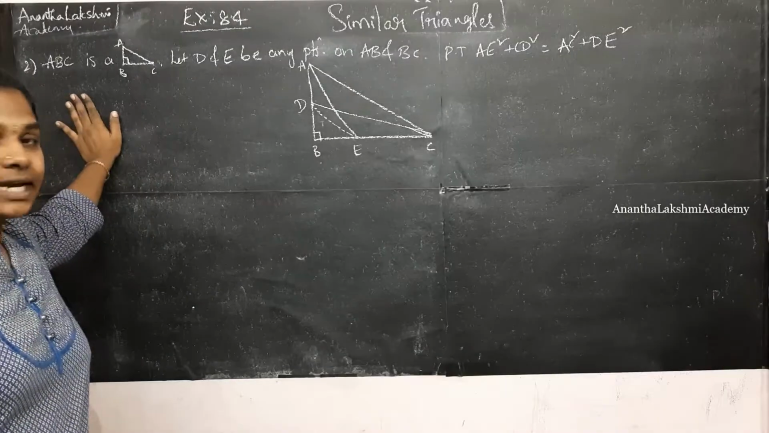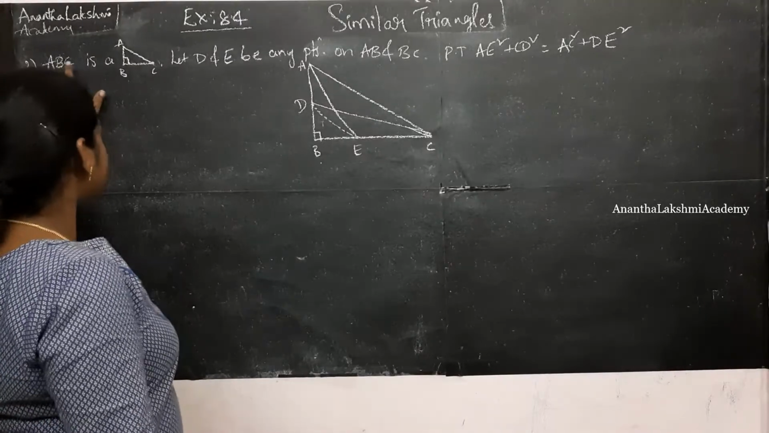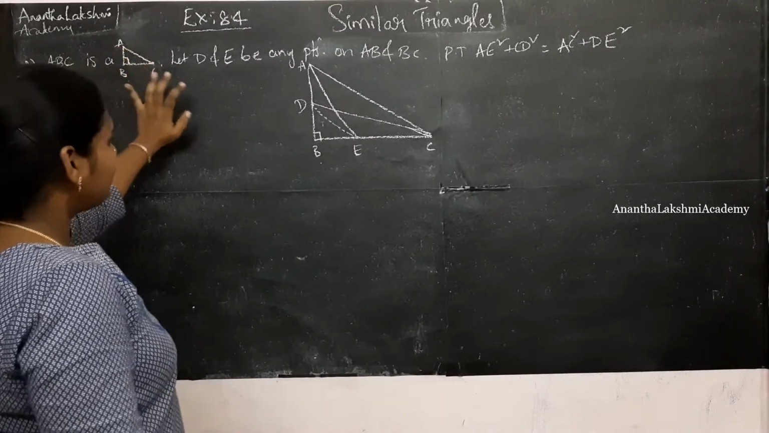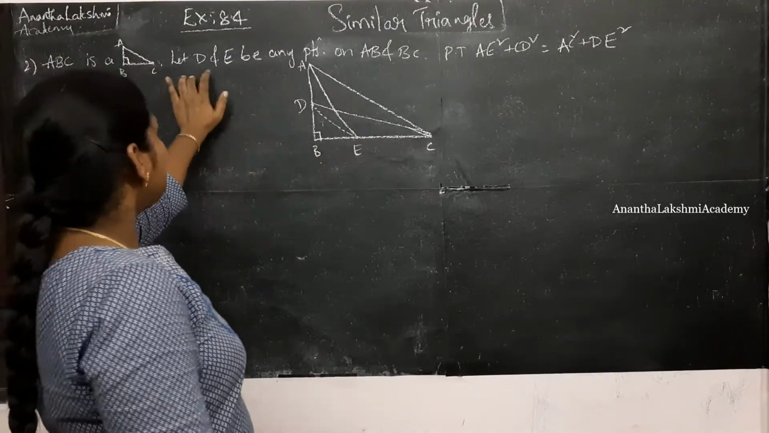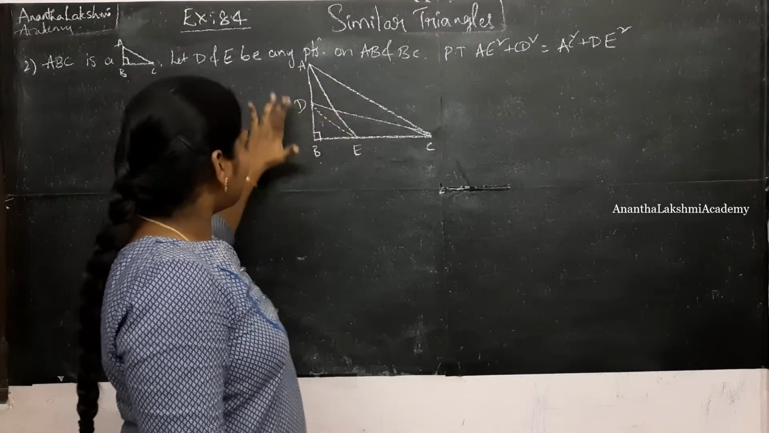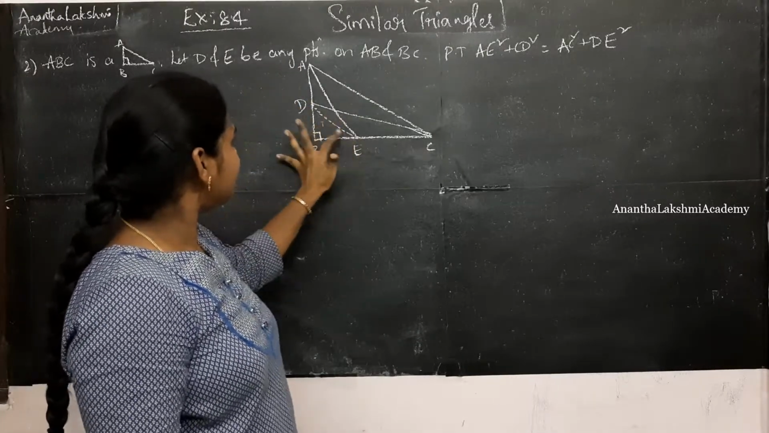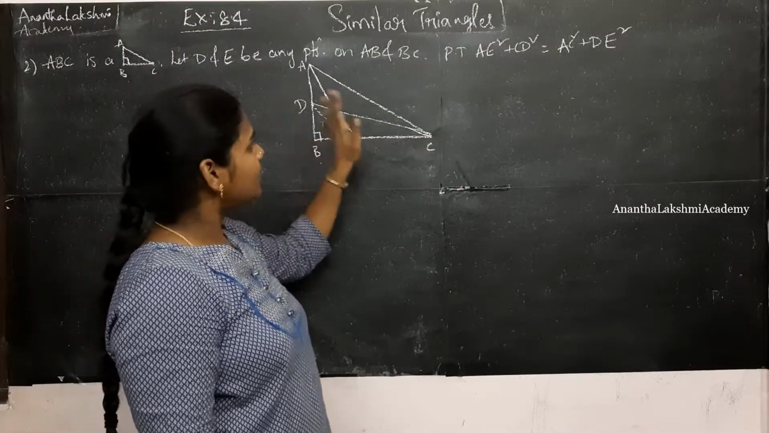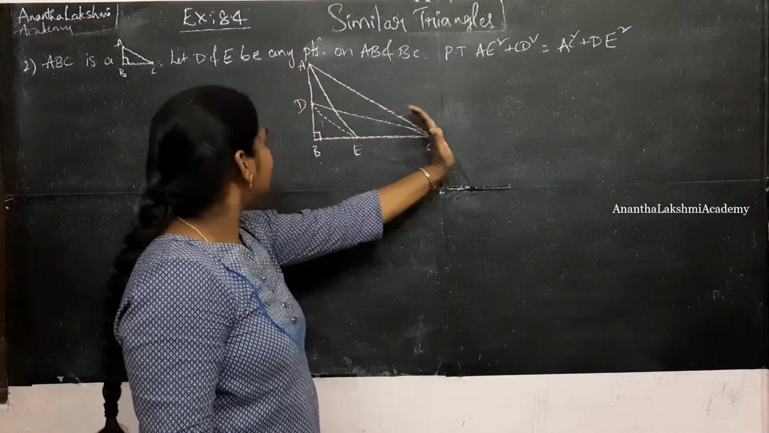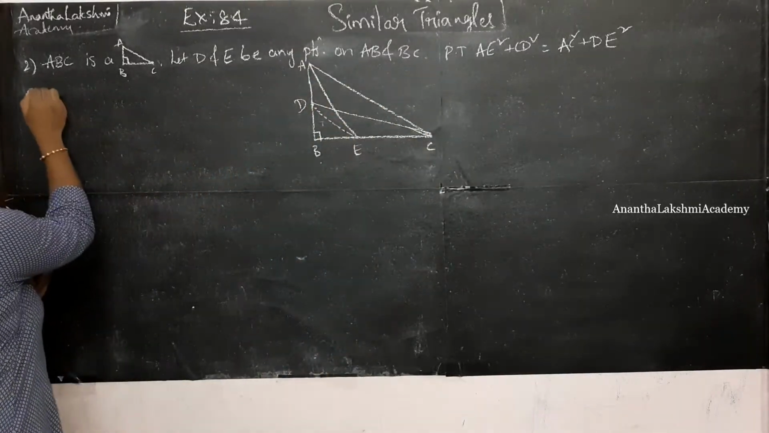Here we have the second problem of our exercise 8.4, which is: ABC is a right angle triangle, right angled at B. Let D and E be any points on AB and BC respectively. Prove that AE square plus CD square is equal to AC square plus DE square. Okay. Solution.